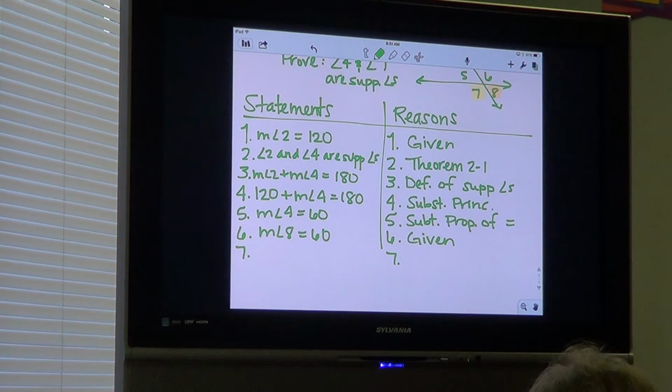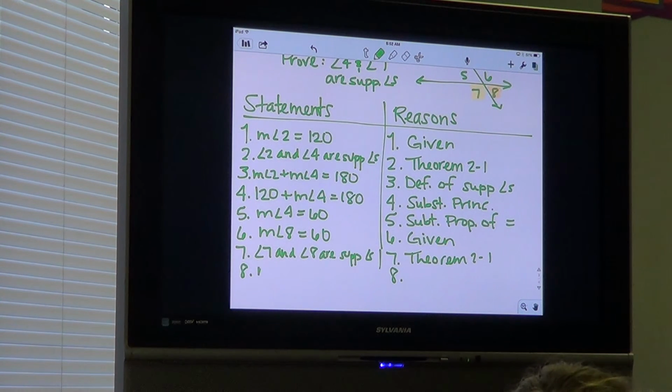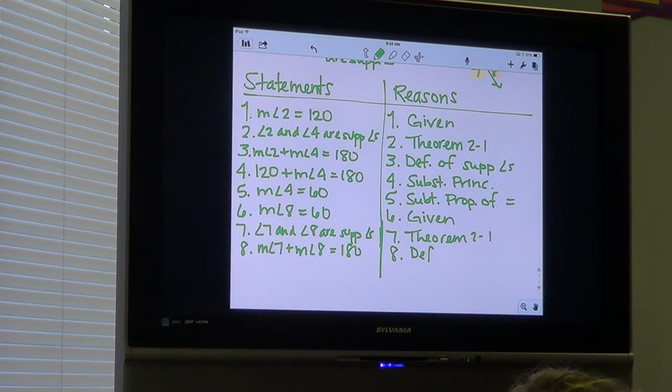So then we would say what? Angle 7 and angle 8 are supplementary angles, because of theorem 2-1, good. And then, what? Yeah. Measure of angle 7 plus measure of angle 8 equals 180. Good. Which is the definition of supplementary angles. Good.